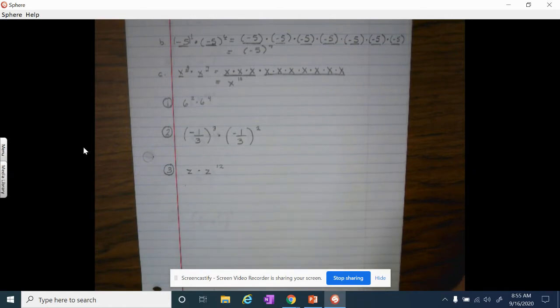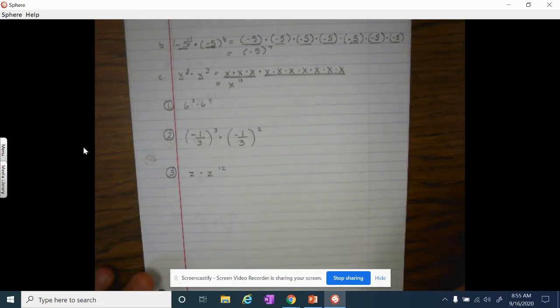So the product of powers property: when you have the same base and it's a multiplication problem, all you need to do is just add the exponents. Keep the base and add the exponents. So solve these three problems on your own, and then once you're done, unpause the video and see if you did it correct. I'm not going to actually stop it. I'm going to continue, but pause the video at this time, and then when you're done, unpause the video.